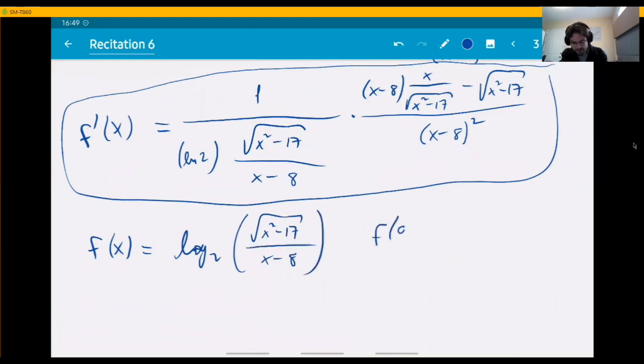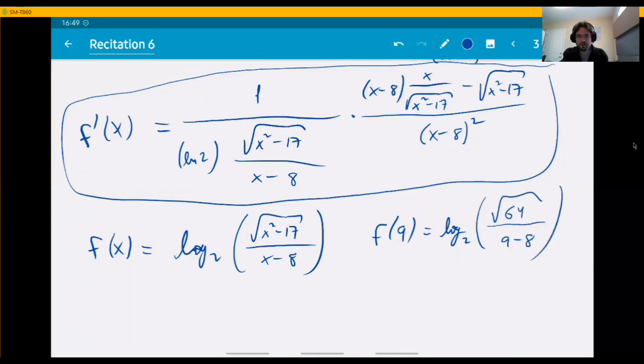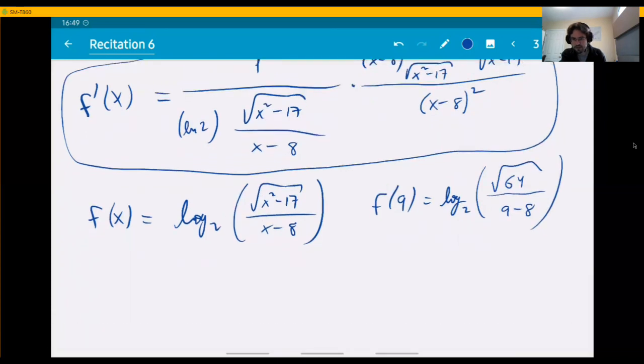So what is f of 9? Log base 2 of, you see that's going to be very simple. The square root, you're going to place 9 instead of x, so you have 81 minus 17, that is the number 64, divided by 9 minus 8. So square root of 64, that's 8. 9 minus 8 is 1. So log base 2 of 8. This is the number 3. 8 is 2 to the 3. That's what a log means. Okay, so f of 9 is 3.